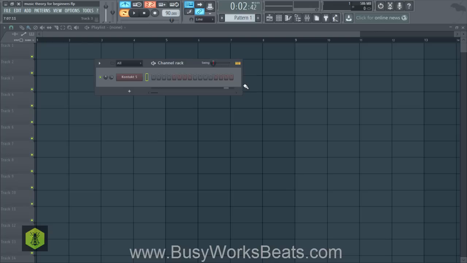Now again, 3/4 means three beats per bar. 4/4 means four beats per bar. So that's the timing in a nutshell.